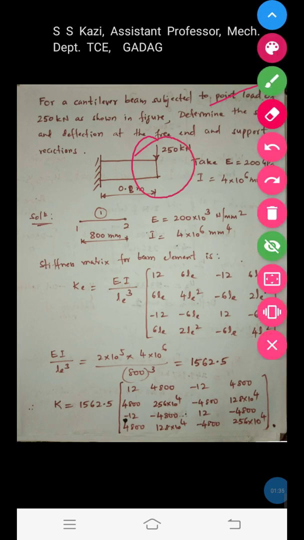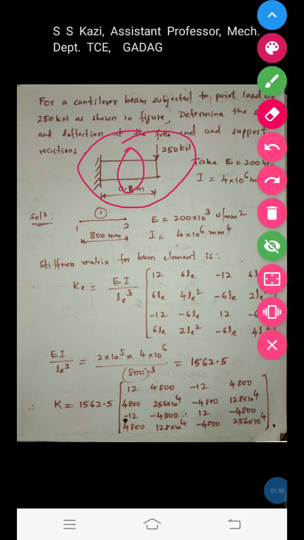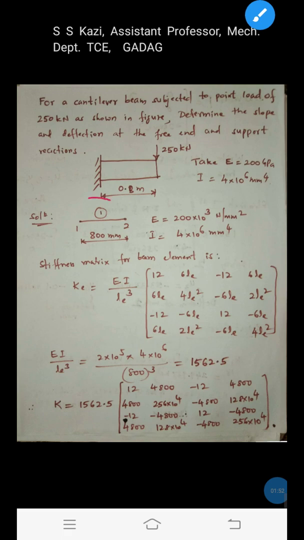If it had asked to determine the slope and deflection at the midpoint of the beam, then we should compulsorily consider this beam as two elements. Now consider this beam as a single element having two nodes. The properties E and I are given.